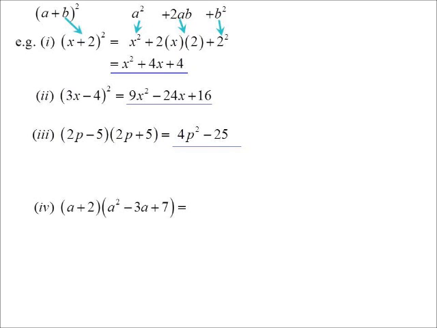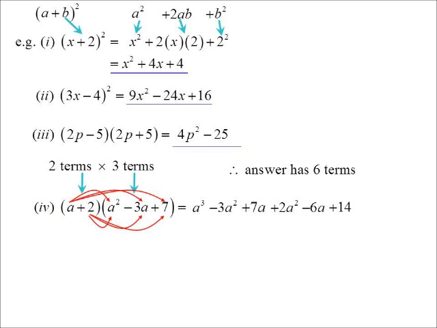Here's a binomial times a trinomial. The only thing we've got to be careful of here is to make sure we get the right number of terms in the answer. If I've got 2 terms multiplied by 3 terms, then when I expand out, before I simplify everything, I am expecting 6 terms. So it's a way of keeping a check on myself. Have I done all the multiplications? So I tend to do it systematically. I say, okay, let's multiply a by everything, and then I'll multiply 2 by everything, and we'll come up with our answer. And all right, collect like terms. There's my final answer.